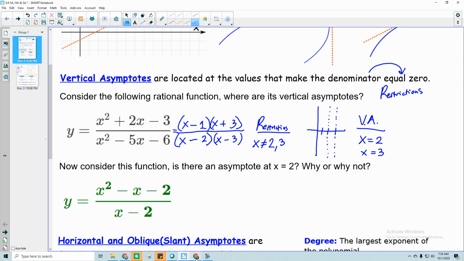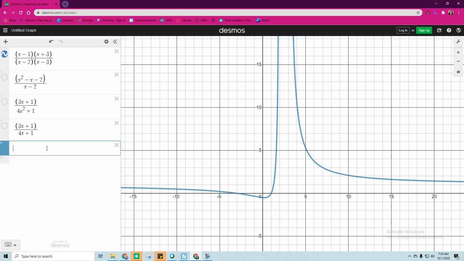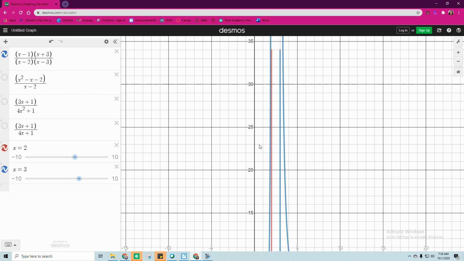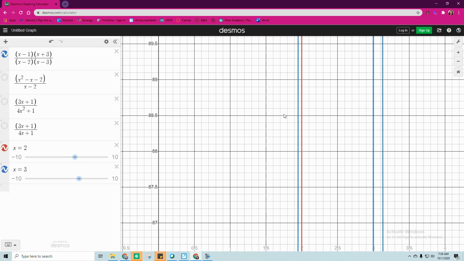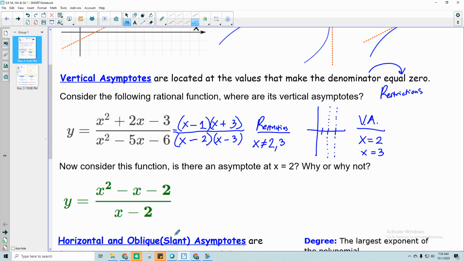So now let's graph it and see what happens. Here's my function. I've graphed it, and I'll put in my vertical asymptotes of x equals 2 and x equals 3. Awesome, it definitely looks like my function is following these asymptotes off to infinity. They look good, even though this one's a little bit farther apart. That's fine. The function is still following this asymptote to positive infinity. Vertical asymptotes, there we go.